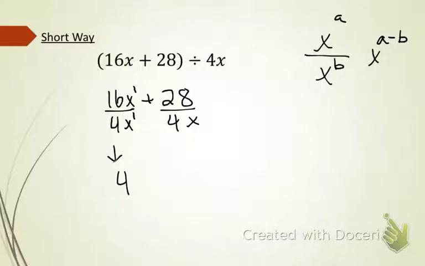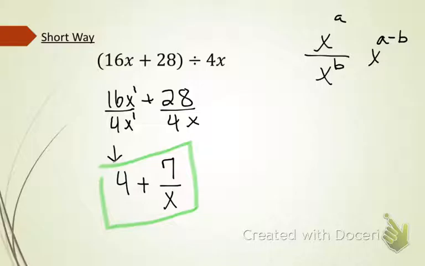No more x's. 28 divided by 4 gives us a 7. But if you notice, there's an x in the denominator at the bottom. There's no x at the top in your numerator. So your final answer is going to look weird. The x stays at the bottom. It stays in your denominator. The 7, though, will go at the top. This is a remainder. We have to keep it in fraction form. Therefore, this is our final answer.